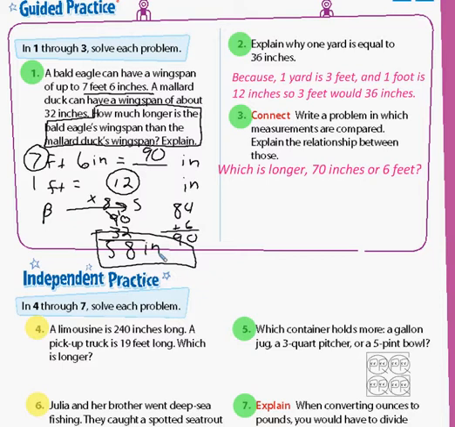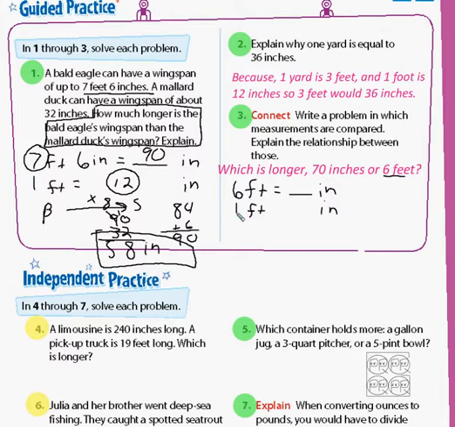Question number 3. Write a problem in which measurements are compared. Write the relationship between those. Okay, and the problem that I wrote, which is longer, 70 inches or 6 feet? So if you remember back from problem number 1, we need to make both the measurements the same unit. And it's usually easier to go from big to small, convert your big ones to our smaller. So we're going to convert our 6 feet to inches. So 6 feet equals blank inches. Okay, step 2, we go ahead and bring down our feet, bring down inches.